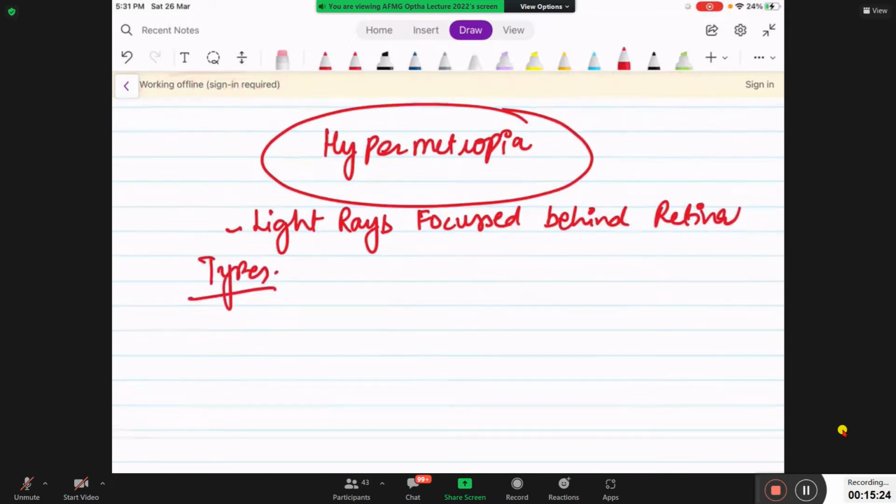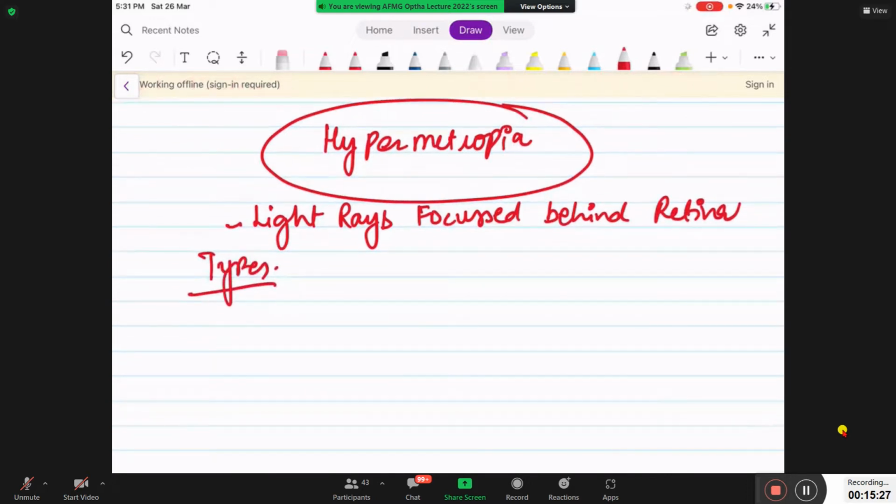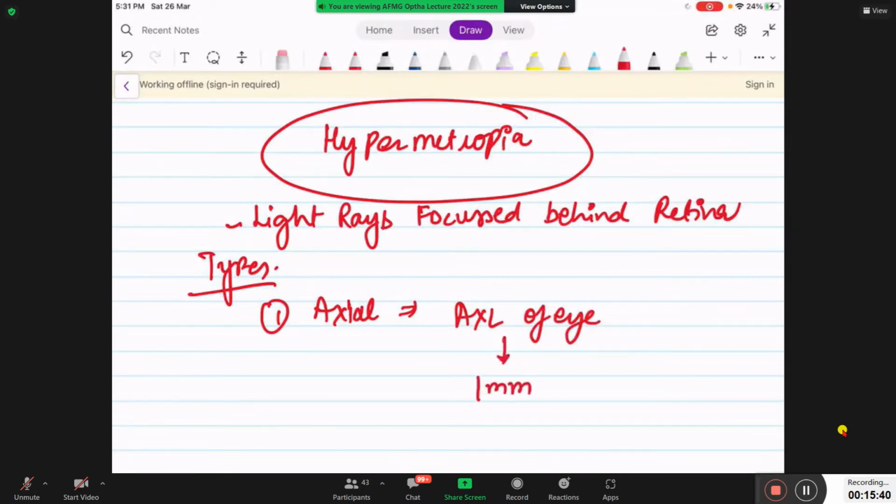Again, there are four types of hypermetropia. First is axial hypermetropia. When the axial length of the eyeball decreases by 1 millimeter, it gives you 3 diopters of hypermetropia.